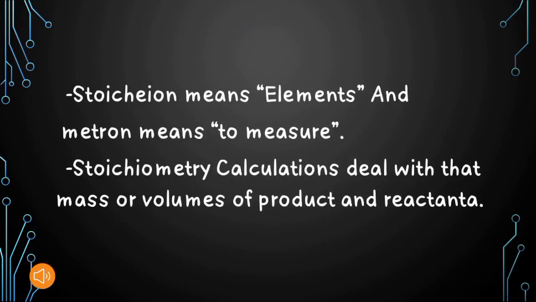Stoichion means elements, and metron means to measure. Stoichiometry calculation deals with the mass or volumes of products and reactants.